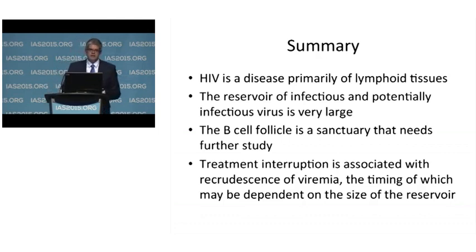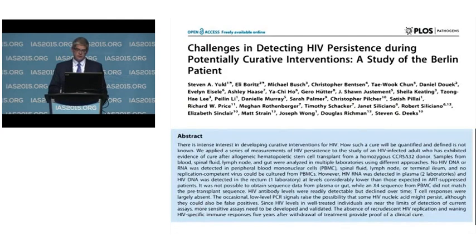So in summary, HIV disease is primarily a disease of lymphoid tissues. I think there have been multiple studies that suggest that. The reservoir of infectious and potentially infectious virus is quite large. The B-cell follicle is a sanctuary that requires further study. Treatment interruption is associated with recrudescence of viremia, the timing of which may be dependent on the size of the reservoir, and I think there's lots of clues to suggest that.